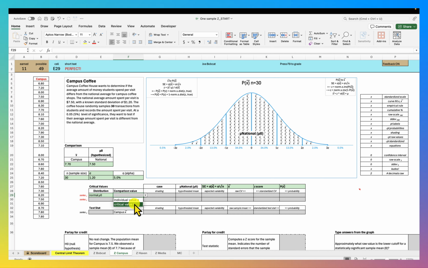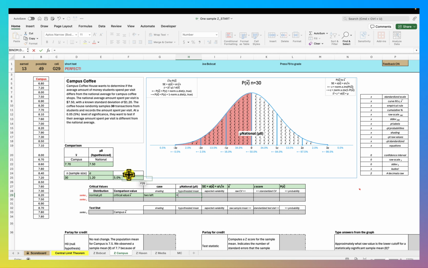The comparison value is the critical value of x bar, because we're setting up basically the boundaries here, and then our test stat is down here. So here's the critical values, here's the test stat. It's going to be a two-tailed test, so we'll have a left and a right. So there's the left. We always start with the left and then do the right if we have both. And the hypothesized mean was given in the problem. That's this one here, so it equals that. The expected variability, we start out with the standard deviation, which is given in the problem, and divide it by the square root of the sample size.